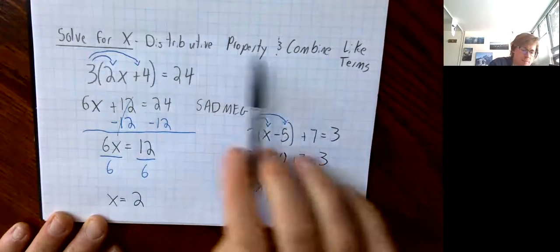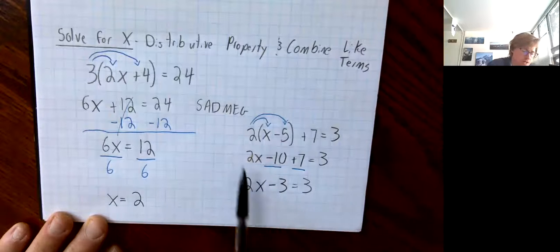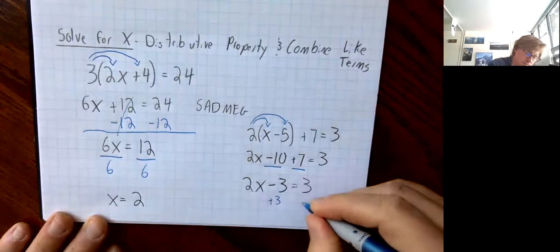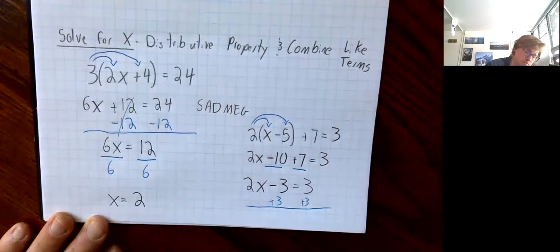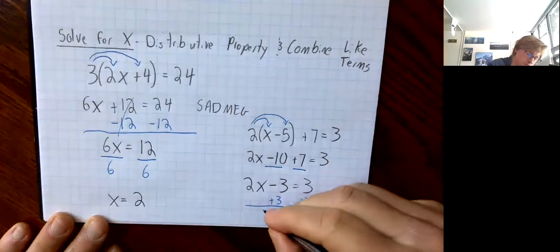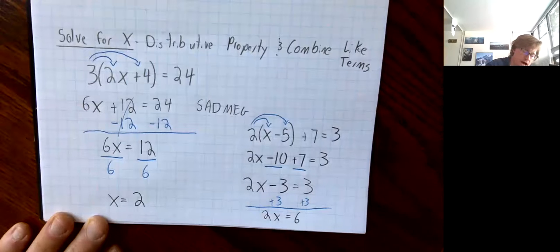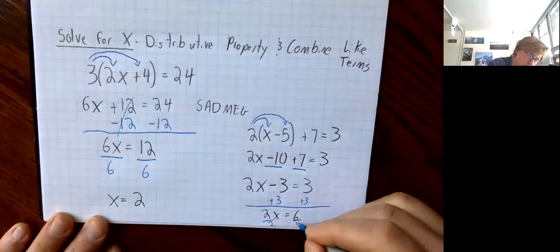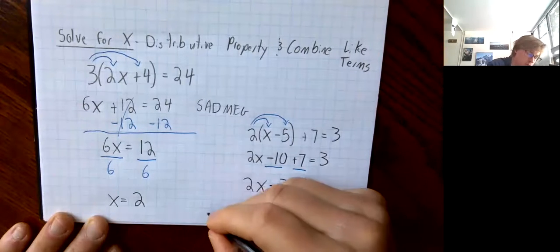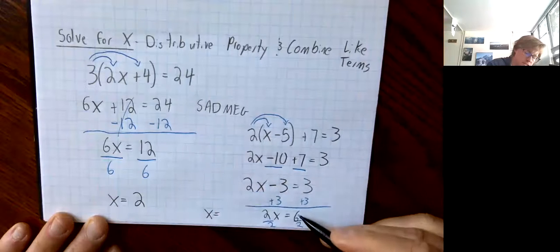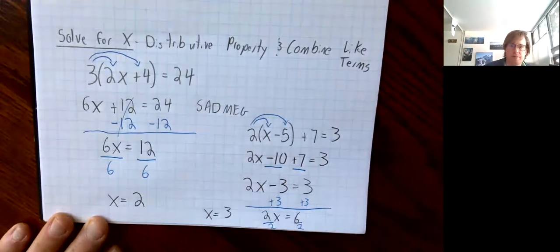After I've done distributive property and combine like terms, now I'm ready to use SAD-MEG. Add 3 to each side. 2x equals 3 plus 3 is 6. I'm going to divide everything by 2 now. X equals 6 divided by 2 is 3. There's my answer.